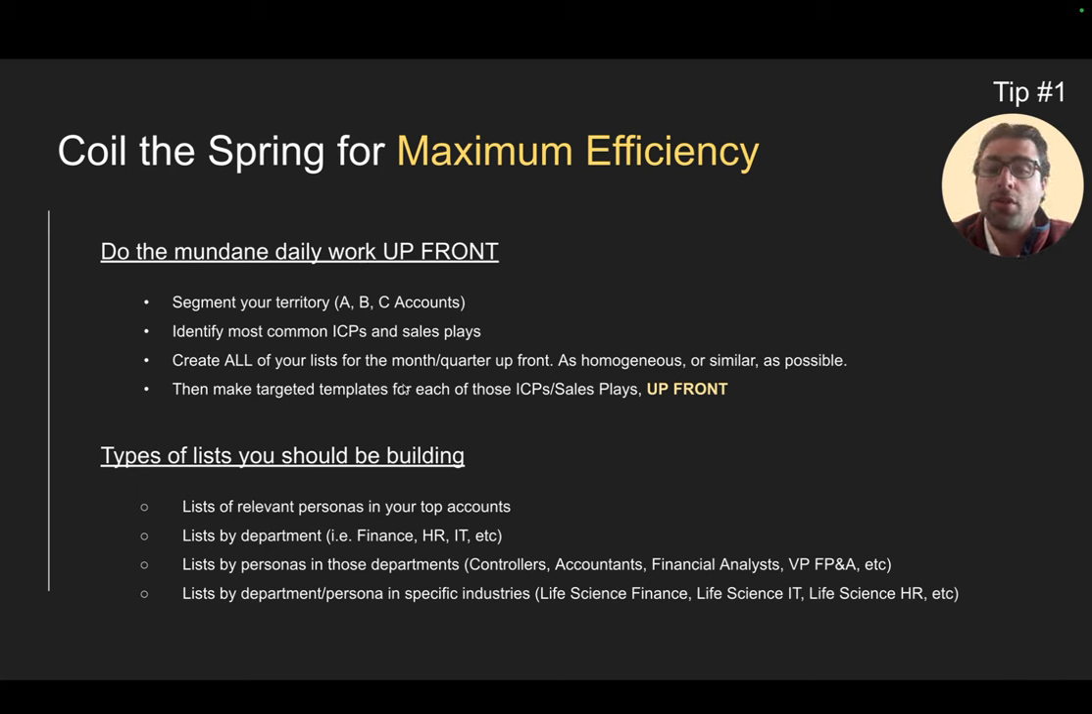Then create all of your lists for the month or the quarter. I like to do it quarterly. This is probably going to change depending on where you work up front. And the list should be as homogeneous or as similar as possible. I'm going to talk more about this in a second, but you don't want to create lists that are all random people that work at random companies and have random job titles. You want them to be as similar as possible, because what this allows you to do is then make targeted templates for each of those ICPs or each of those sales plays, again, up front.